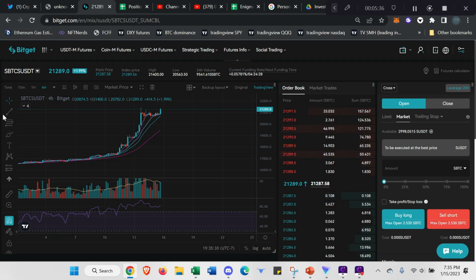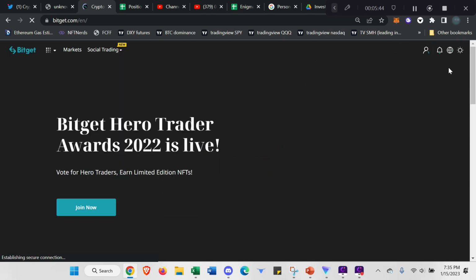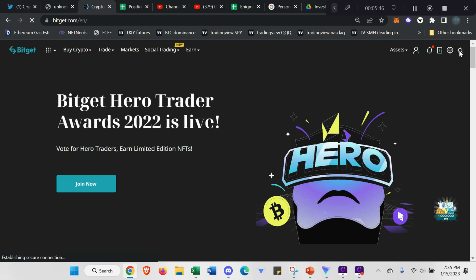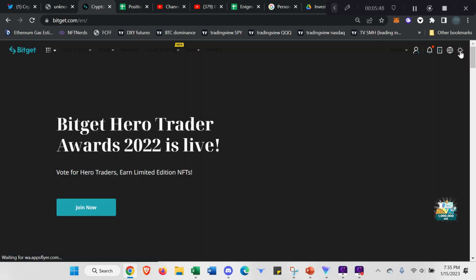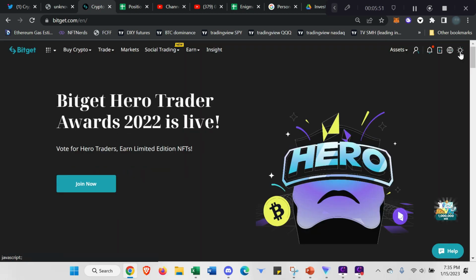So this is BitGet. I also wanted to show you guys something real quick. Dark mode is something a lot of people want to know how to use. If you're on the desktop, just go to the BitGet logo sign and click this sun or moon icon. You can get to dark mode. I think on the mobile, you click your account profile button, and same thing, click the little moon icon.